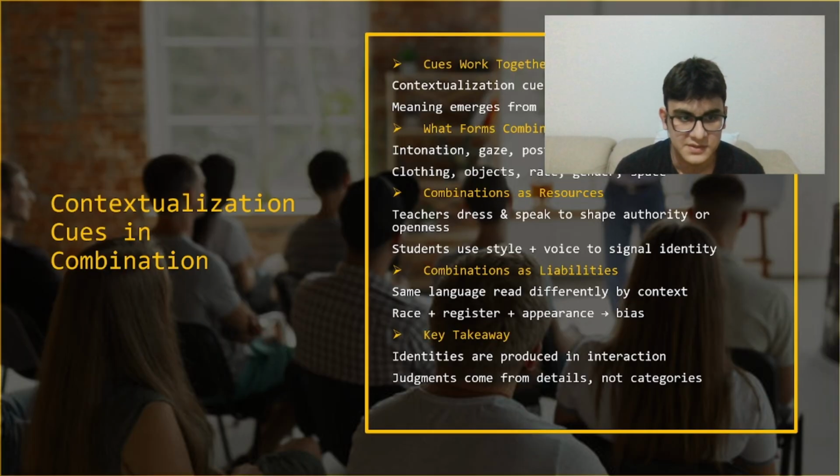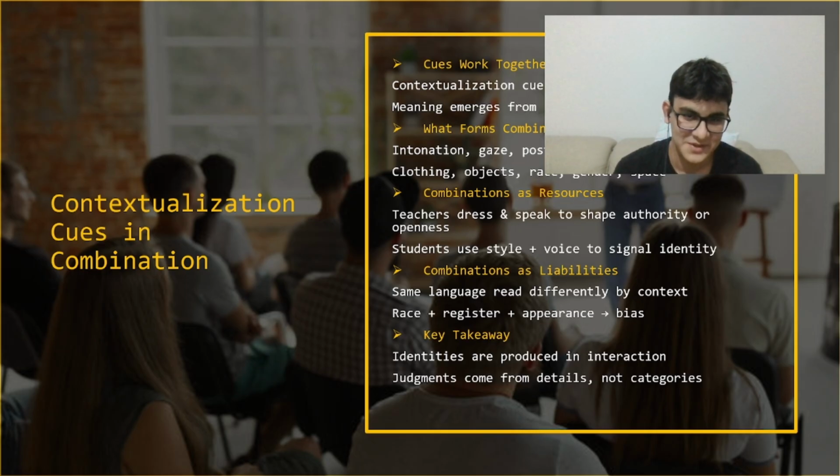Next, we have contextualization cues in combination. These cues work together. Contextualization cues actually rarely act alone. These are usually in groups of multiple of these cues. These meanings emerge from the combinations of these set cues, and it's important to use those together accordingly in a useful way.